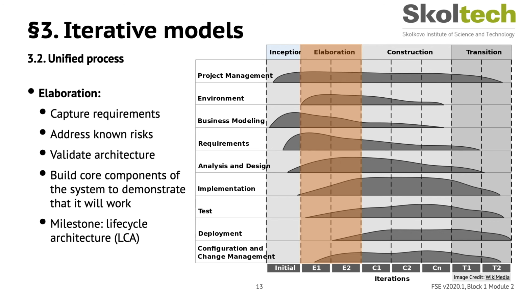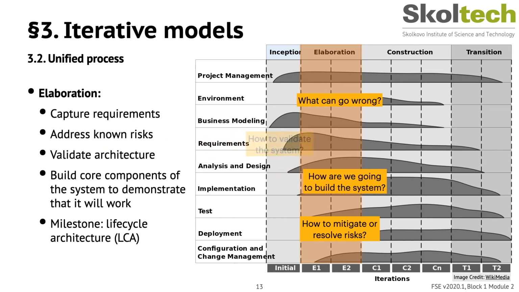Normally, this phase is divided into several iterations, with the first addressing the most important risks. Key questions asked here are: what can go wrong? How can we mitigate or resolve risks? How are we going to build the system? And how to validate what we're building?